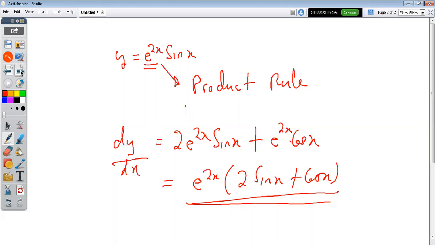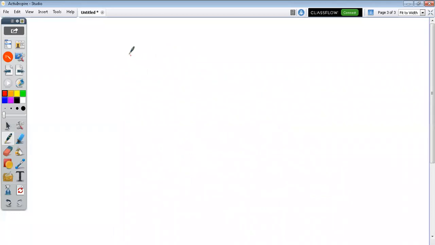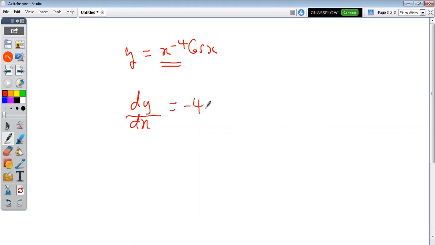So let's look at another example. If I have y equals x to the power of minus 4 cos x, we want to differentiate this. Chandy, can you hear us? I think she's online. Maybe her audio is not connected. So if we differentiate, we can choose to differentiate this by order. So dy over dx is equal to, if I differentiate this, what do I get? Minus 4x to the power of what?